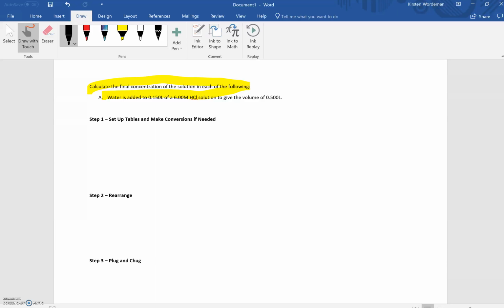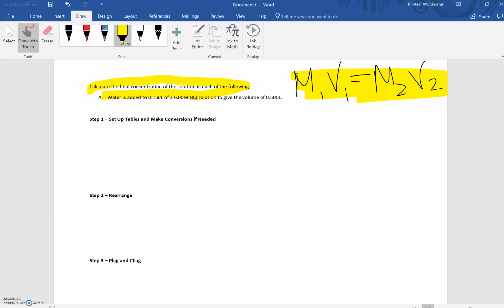Okay, now that you've taken those 5 minutes, let's start by making a table and making sure that we have all of the things in the right type of units. The first thing is we need to know what the dilution equation is. The dilution equation is M1V1 equals M2V2. This is something that you definitely need to know for this upcoming quiz.